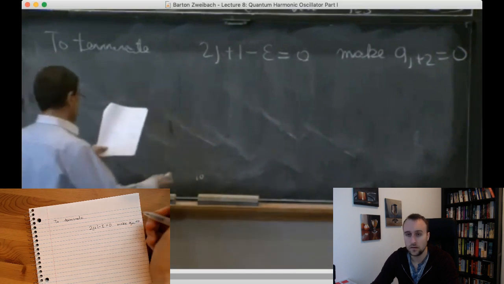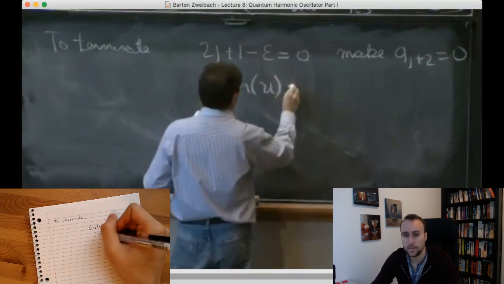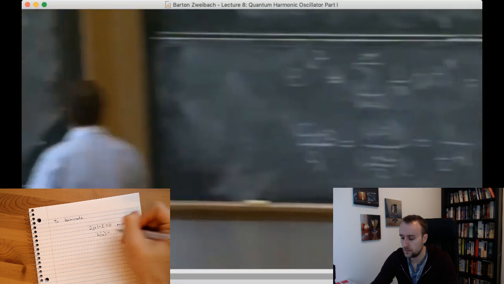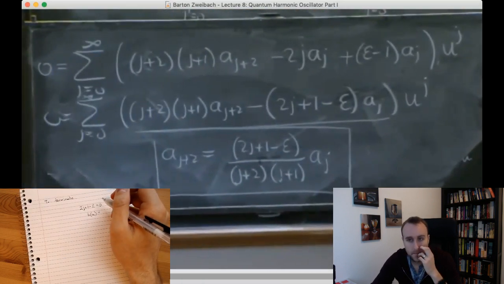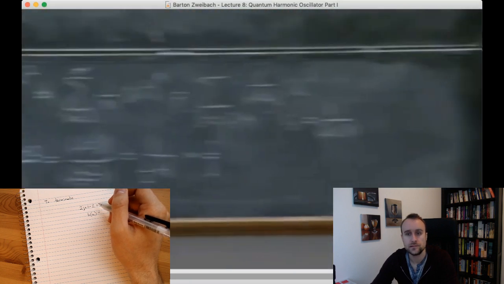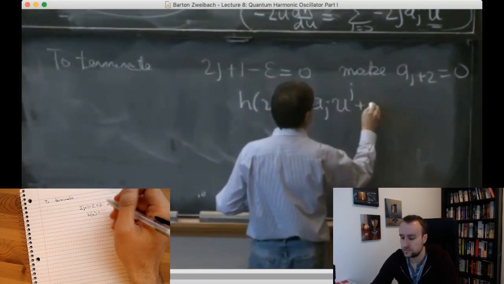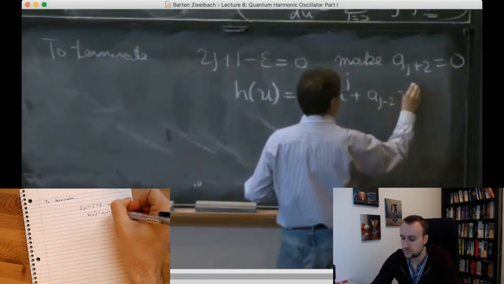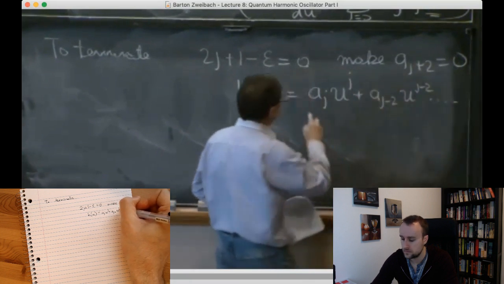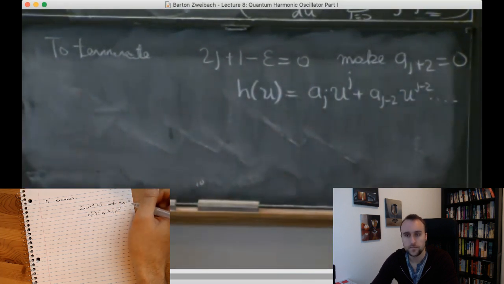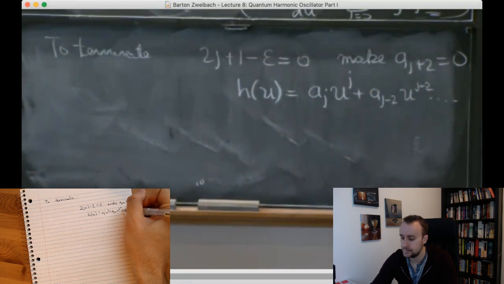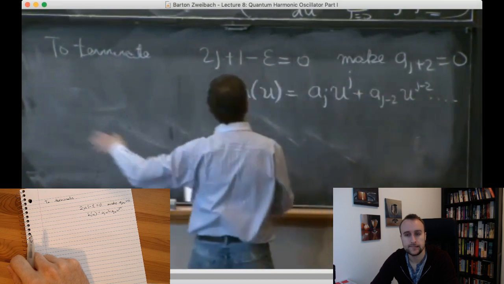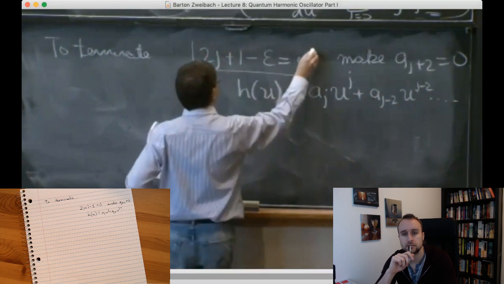And your solution, your h of u, will begin: a j will be the last one that is non-zero, so it will be a j times u to the j, and it will go down like a j minus 2, u to the j minus 2. It will go down in steps of 2, because this recursion is always by steps of 2. So that's going to be the solution, where these coefficients are fixed by the recursion relation, and we have this.